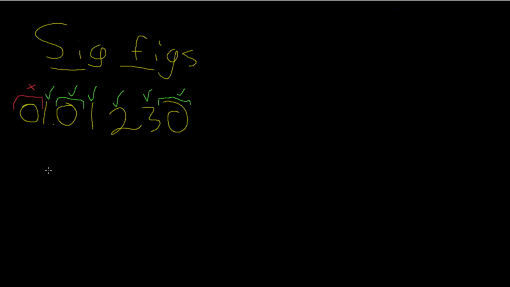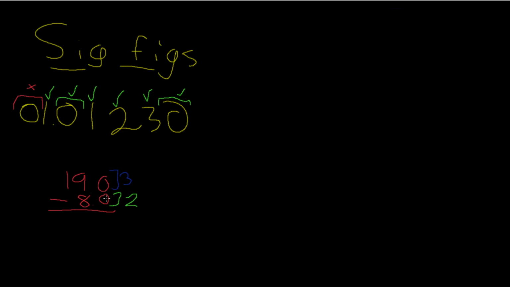Now onto the rules for sig figs when adding and subtracting. So let's say you have 19.0 minus 8.0. This top one has 3 sig figs, and this bottom one has 2. Remember, because trailing zeros count, and so do numbers.